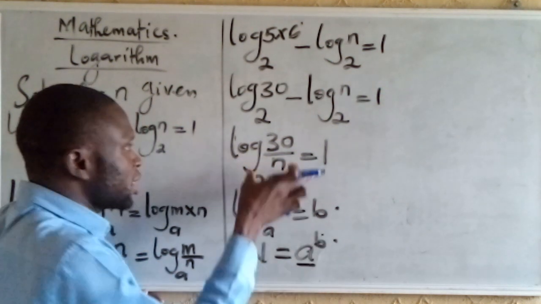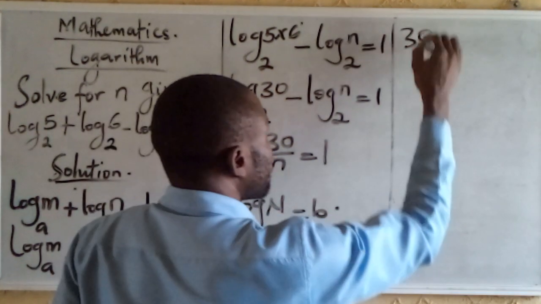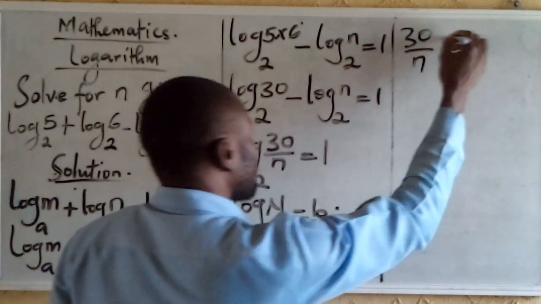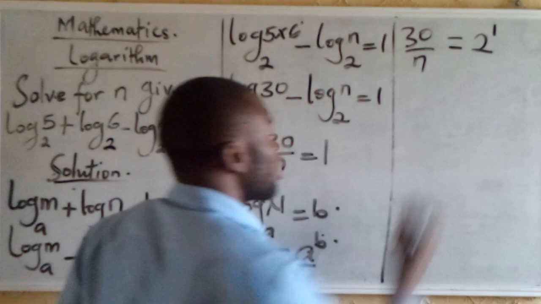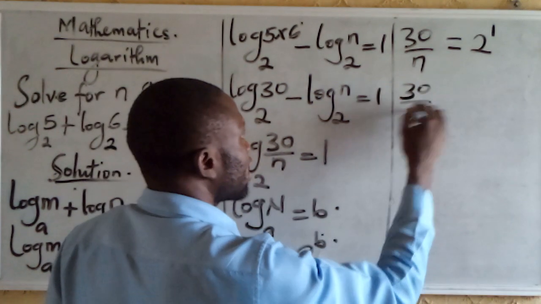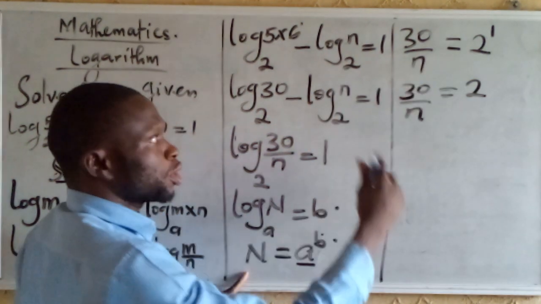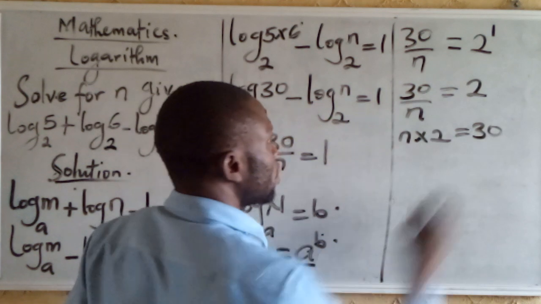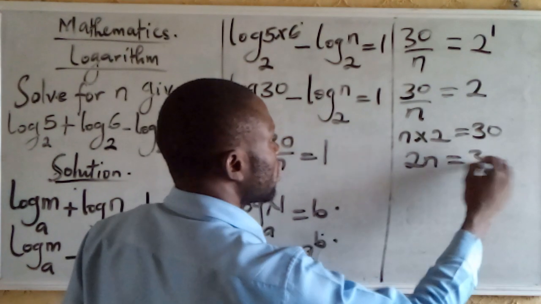So, relating this to this, we have 30 over n standing in for the number, equal to our base, which is 2, raised to the power of 1. So this will become 30 over n. 2 raised to the power of 1 is the same thing as 2. So from here, we cross multiply. We have n times 2 equal to 30. So n times 2, we have 2n equal to 30.